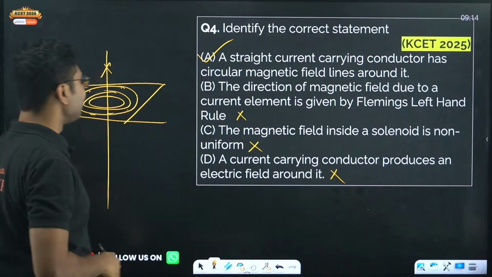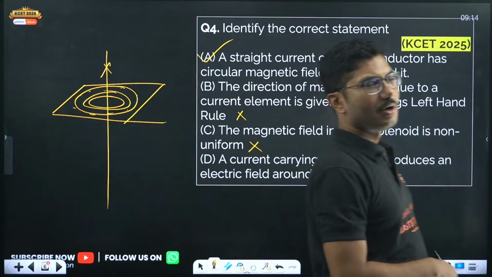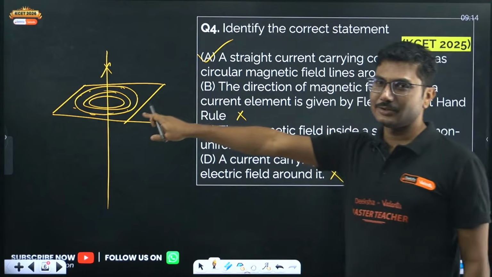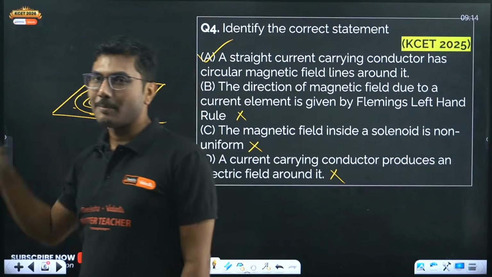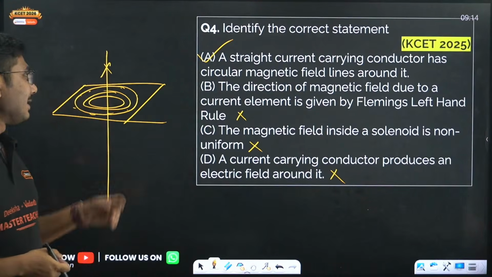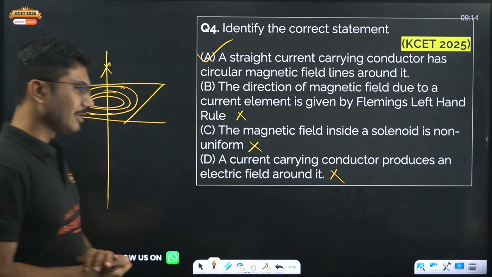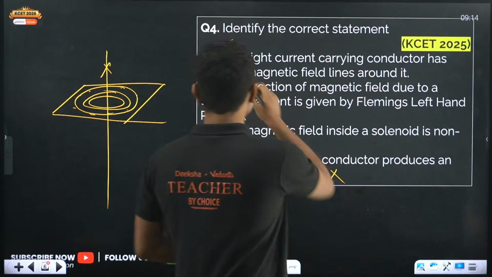So that means it is a circular current carrying loop. So these are the magnetic field lines. Okay, if you remember in your class 10th, magnetic effect of electric current, there you have studied it, right? So the correct answer is option A.